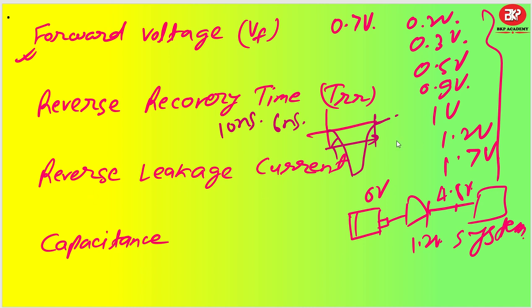Now reverse leakage current. What will be the leakage current from this side when the system is idle, like there is no power on this side? The reverse leakage current is in the microampere range, so that also you have to take care of in your parameters. What is the capacitance value, like between these two plates, what will be the capacitance? This has to be as low as possible, otherwise there will be unnecessary capacitance creation.